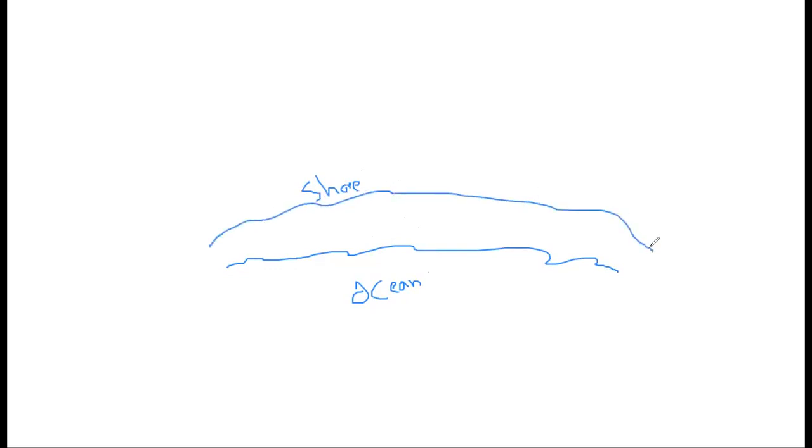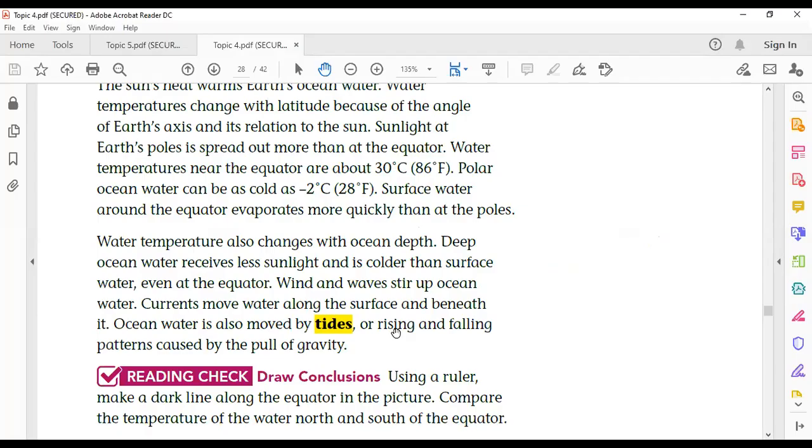I want to, this is, for example, the ocean. This is the ocean, okay? And this is what? The beach or the shore. Sometimes you notice that during the day the water reaches what? Rises to the shore. So look at the definition of the tides. Tides are rising and falling patterns caused by the pull of gravity.